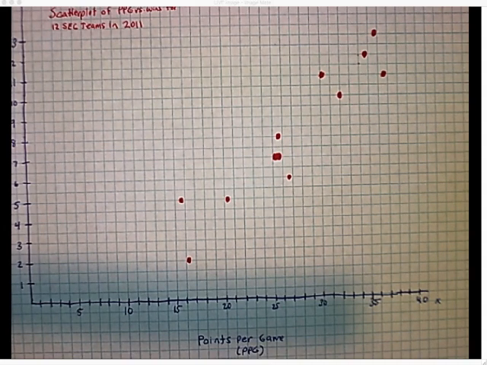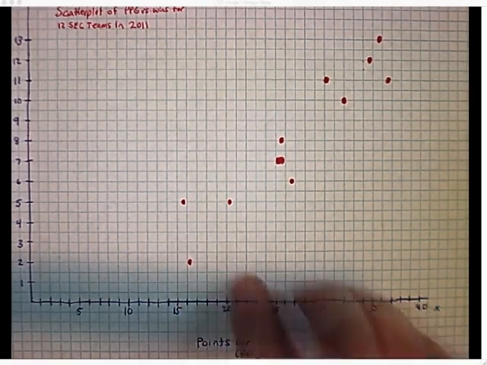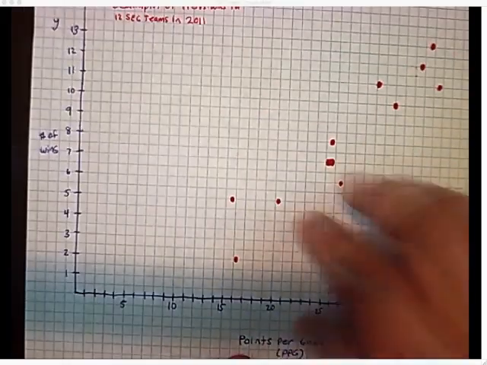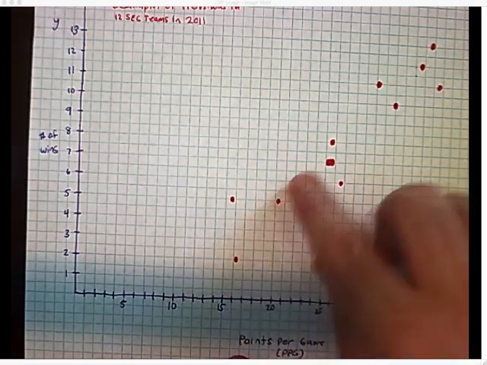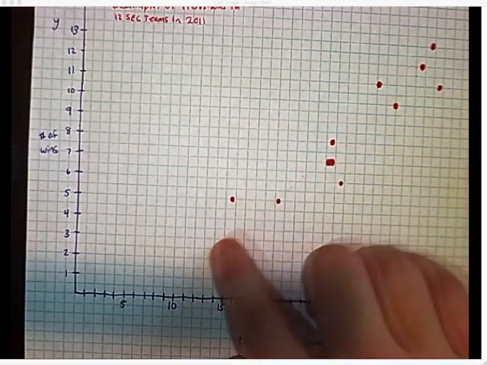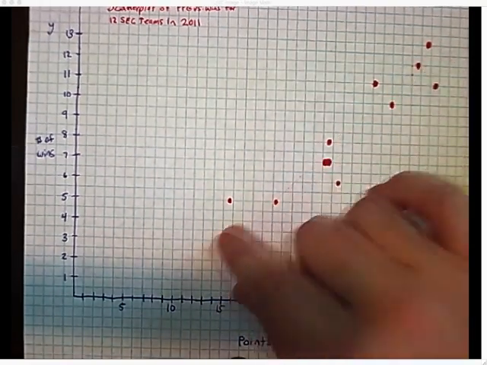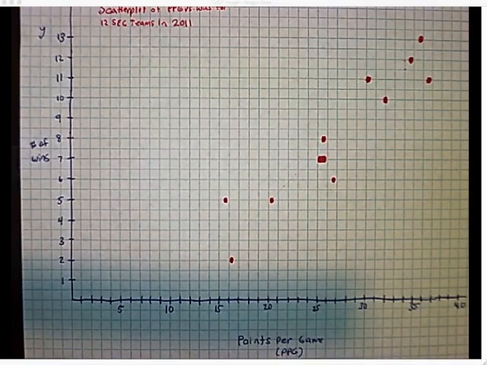All right. So do you see a general trend? What do you notice? As the number of points per game increases, as teams score more points, what generally happens to the number of wins they have? If I were to put a line in between all these points, it looks like the line's going up. There's a positive correlation, okay? There's a positive association between the number of points a team scores and how many wins they have.